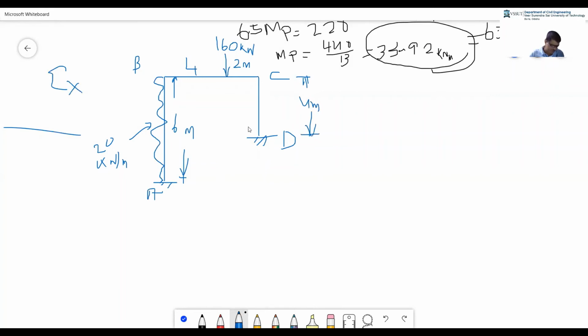Here these values are MP, typical MP here, 1.5 MP here, and 2 MP here. They are different values. That means at this joint it will be 1.5 MP. So you have to calculate the value of MP.